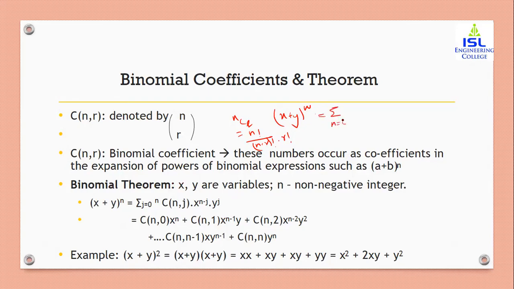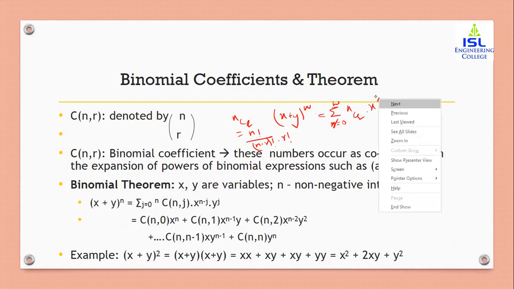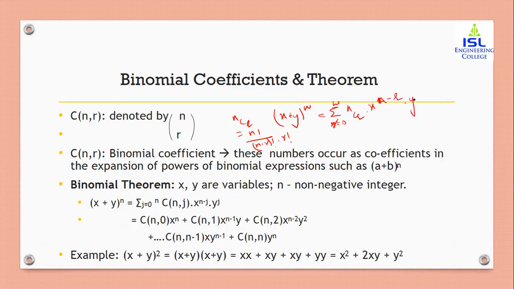Sigma r is equal to 0 to n, nCr into x power n minus r into y power r. Okay, so this is the way we expand it. So here this is something which you have already studied, binomial coefficients and theorem.